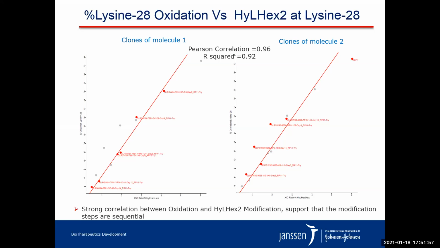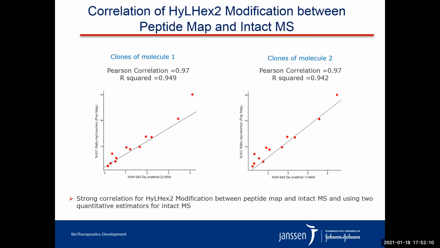The estimates of oxidation on lysine and glucosyl galactosyl modification are strongly correlated in clones examined in the two Fc fusions having lysine 28. Also, the glucosyl galactosyl modification estimates are strongly correlated between peptide mapping and reduced mass analysis for both molecules. Using two different quantitative methods, we were able to prove this for reduced mass analysis.